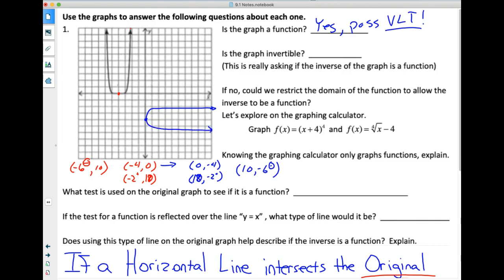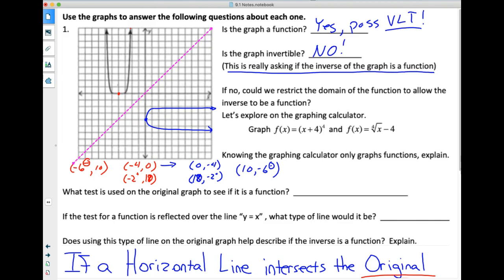Okay? Well, is it invertible? I just graphed the inverse of it, and I know it's the inverse of it because I can kind of take a little gander here, and I can see the reflections across that line, y equals x. Is the graph invertible? And as that thing underneath it says here, this is really asking if the inverse of the graph is a function. Is this blue one a function? No, it is not a function. Okay? If it's not, can we restrict the domain of the black one up here to allow the inverse to be a function?